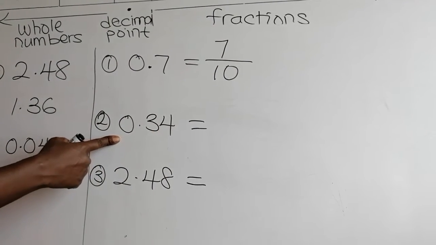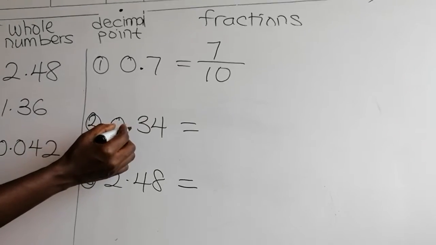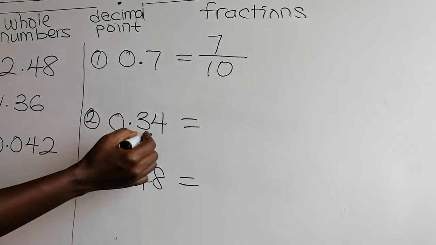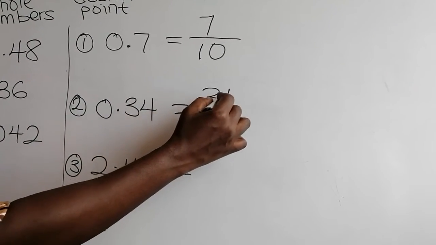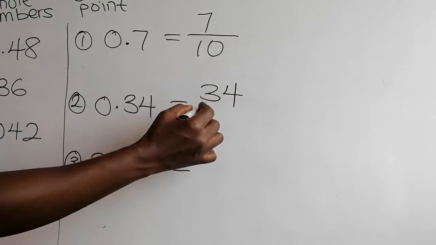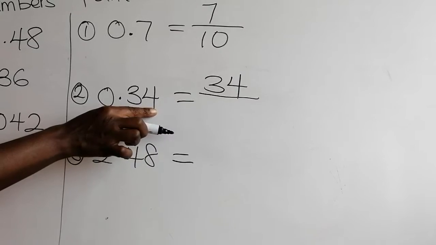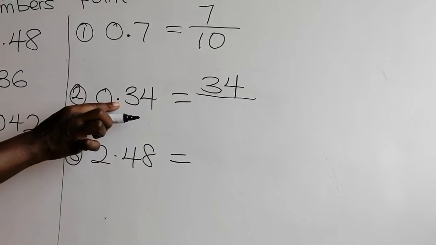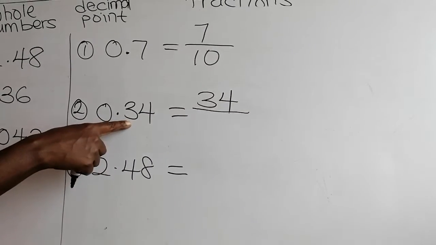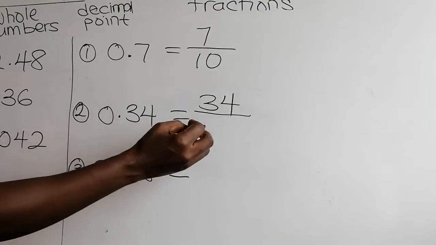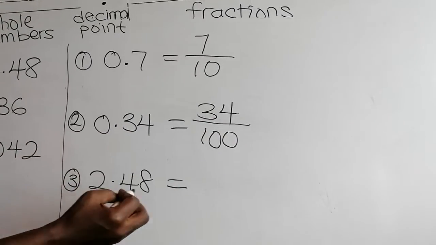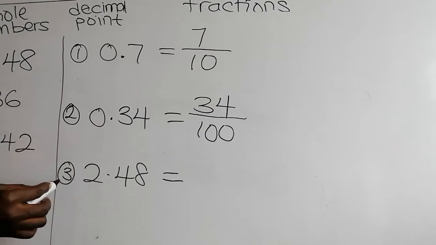Coming to the second example, 0.34. So the digits give us the numerator, that is 34. For the last digit here, we start reading from the decimal point, we have tens and then hundreds. So that helps us to get our denominator.